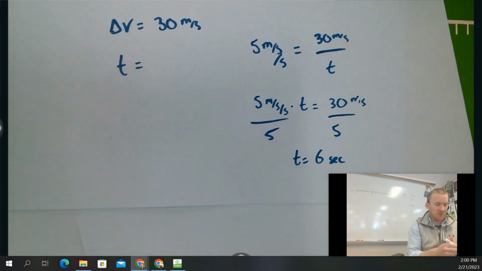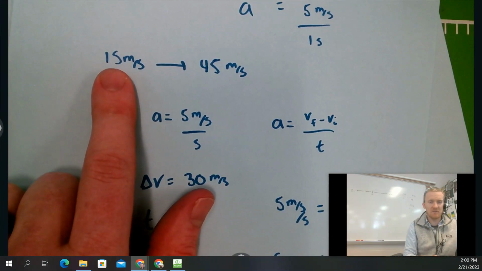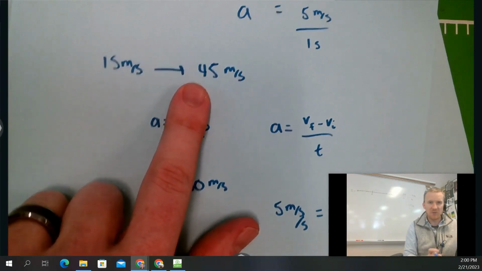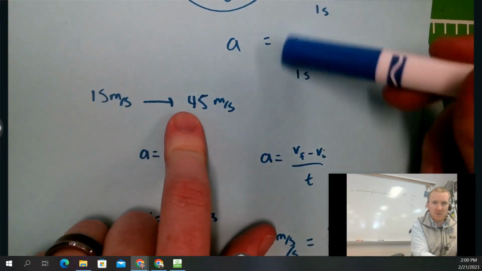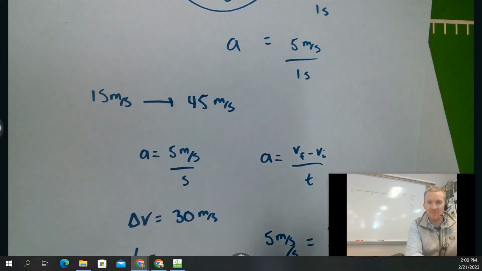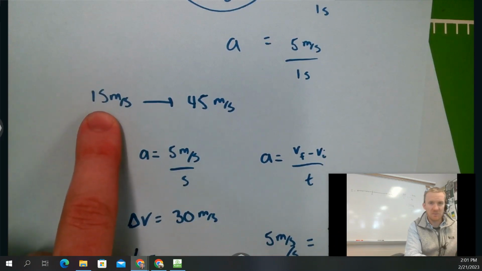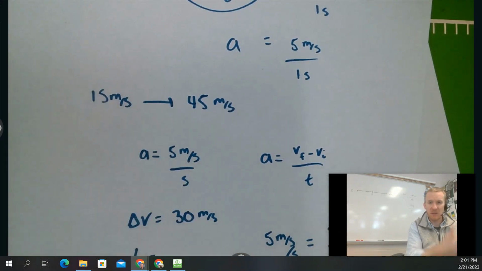Okay. The other way you could think about this too is if we are starting at 15 and we're trying to go to 45 meters per second, and we know that our acceleration is 5 meters per second per second, right? Every second we're going 5 meters per second faster. So if we start at 15, another second later, we're going 20, then 25, then 30, then 35, then 40, then 45. Okay, so we're looking at 6 seconds overall to make that change. So you could do it a handful of ways, literally.